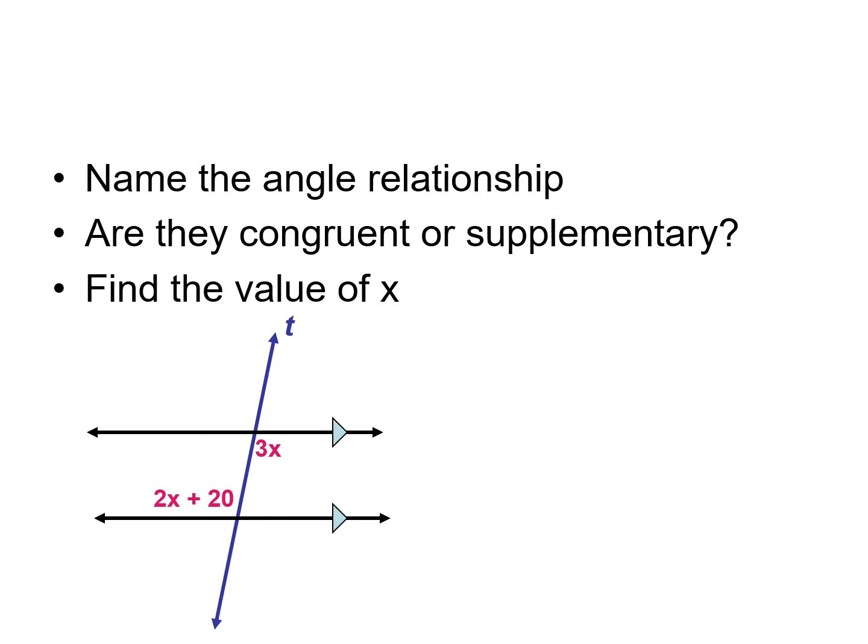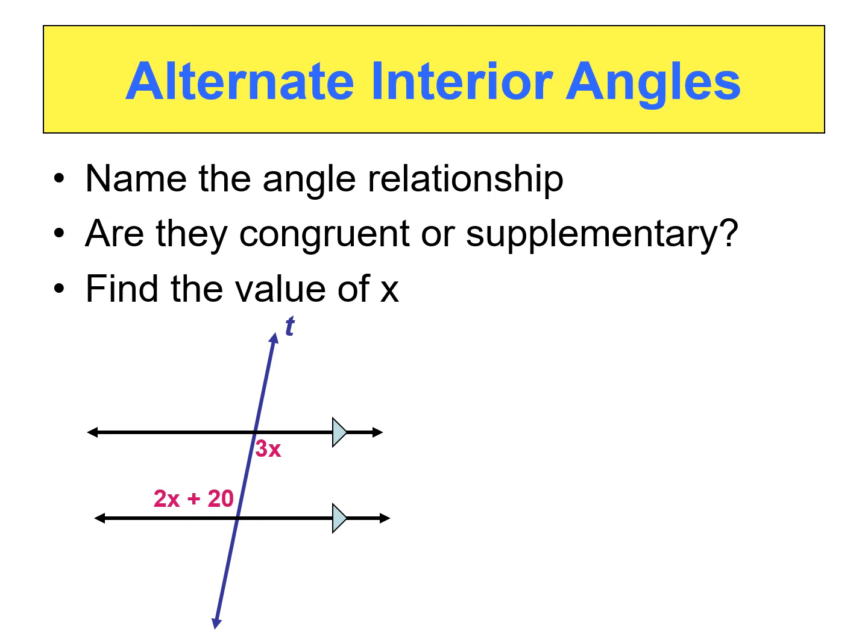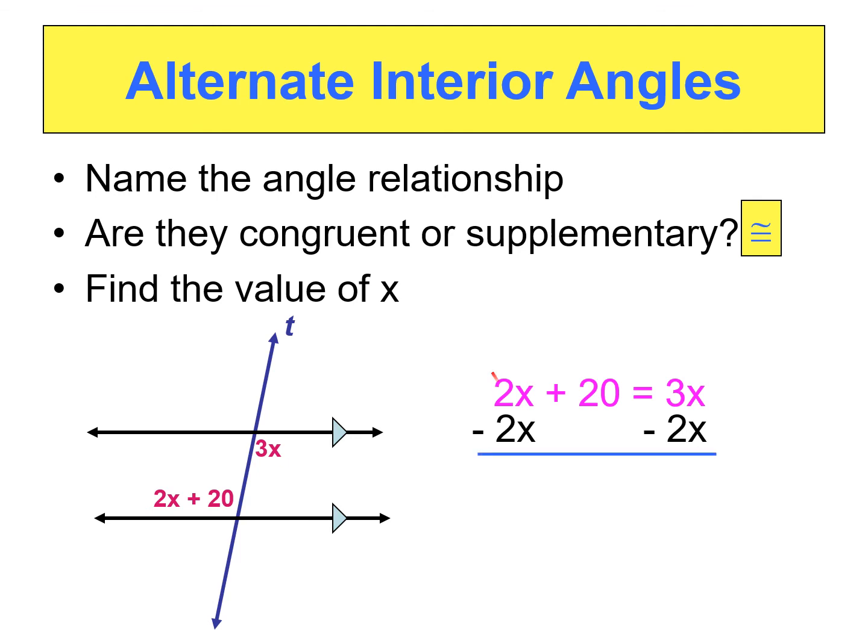The next question is to name the angle relationship. If you carefully observe this figure, it is alternate interior angles. Are they congruent or supplementary? Of course, they are congruent. That means 3x is equal to 2x plus 20. Subtracting 2x from both sides, what we get is 20 is equal to x. That means the value of x is 20.